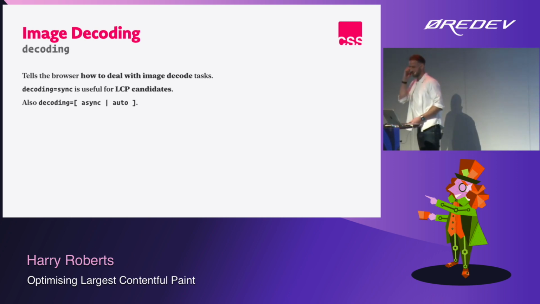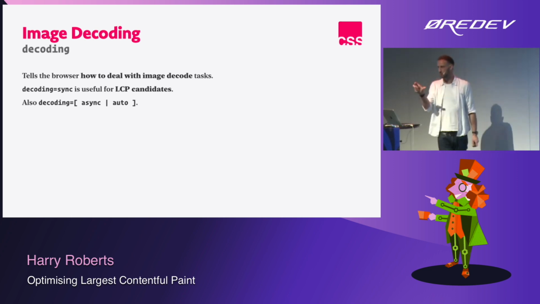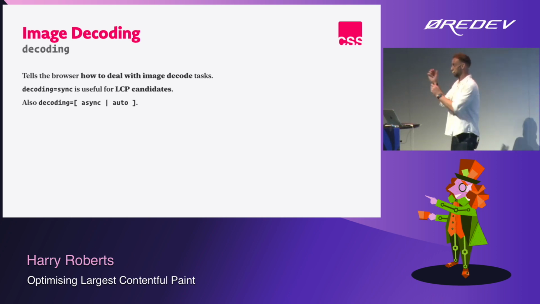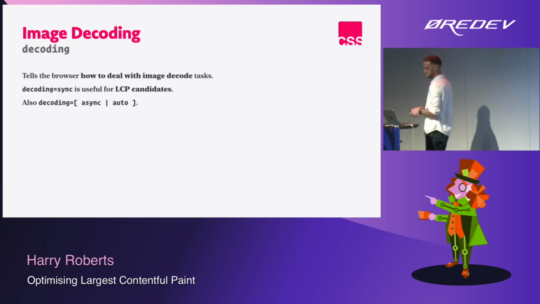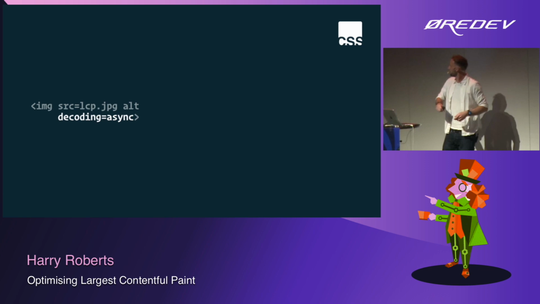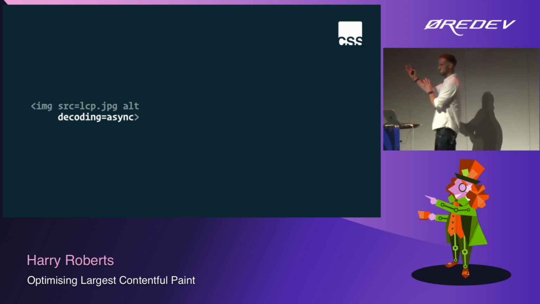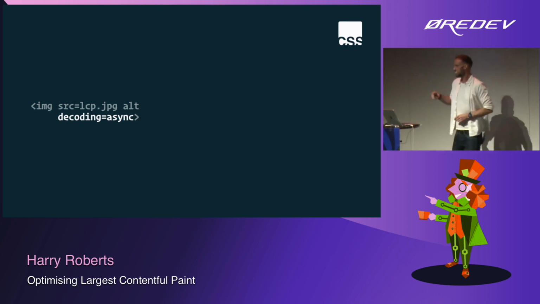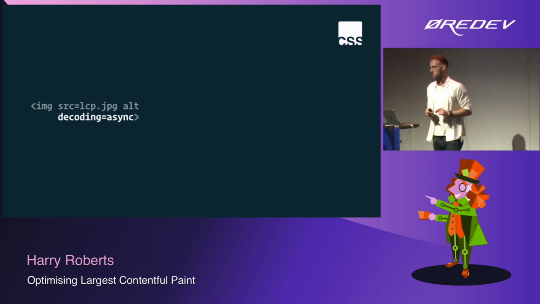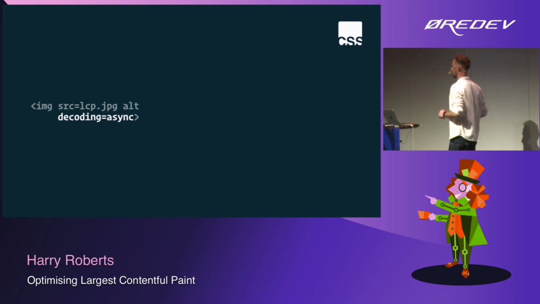What decoding will do is it will tell the browser whether to atomically render an image or not. Should it block other content or not? Decoding equals async is the one we don't want to use. What I want to do is start with the bad one first and show you the gains we can get. If we tell a browser to asynchronously decode an image, we get a very interesting pattern of work.